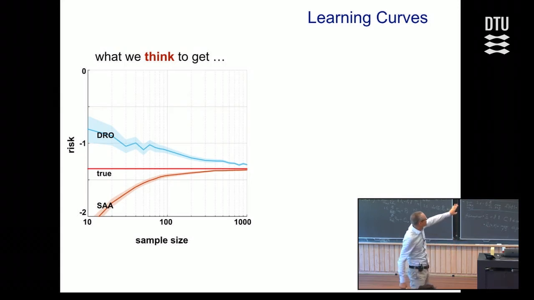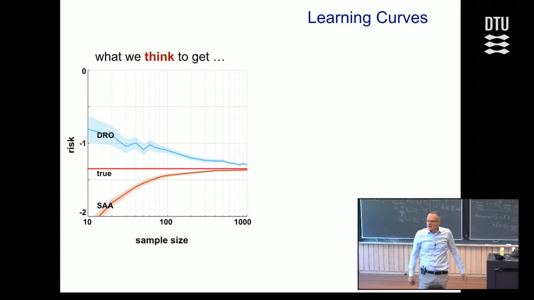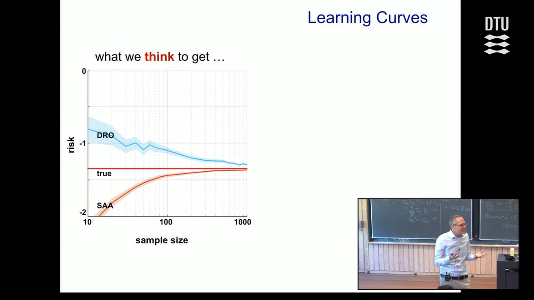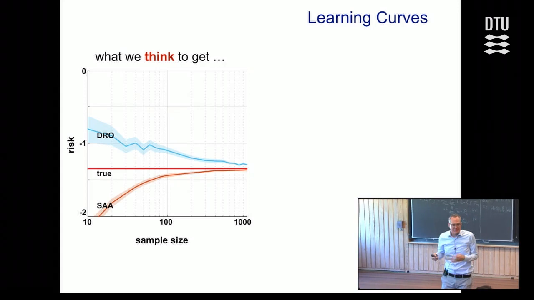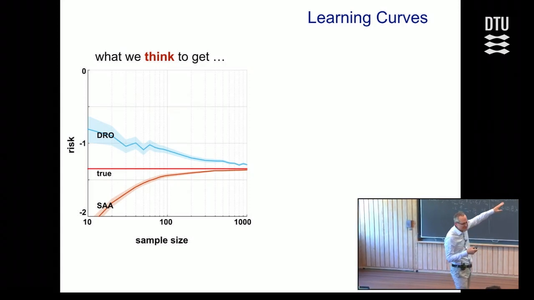The optimal value of the distribution robust optimization problem is designed to give an upper bound on the true optimal value, right? So it's pessimistic, but it will also converge to the true solution as n goes to infinity. But it does so from the pessimistic side.